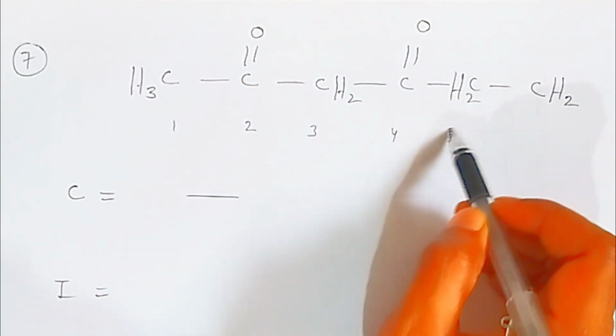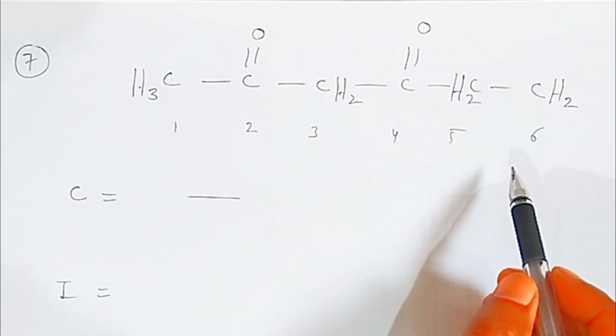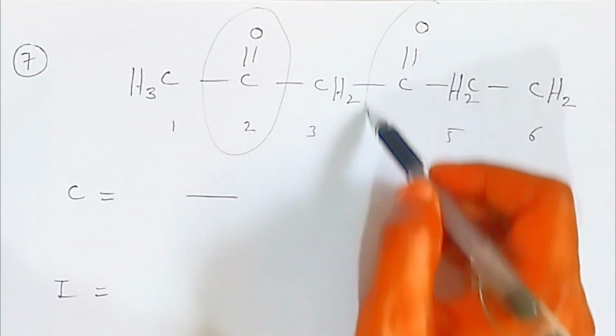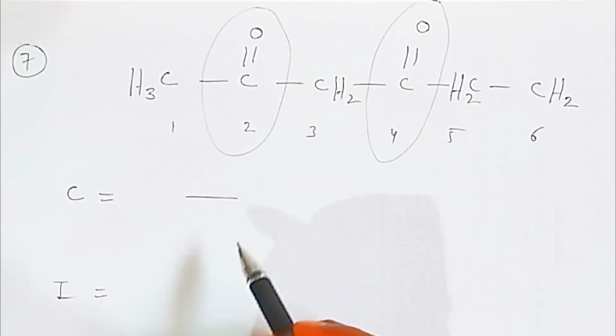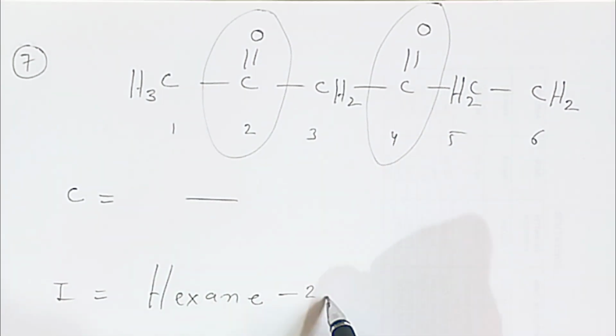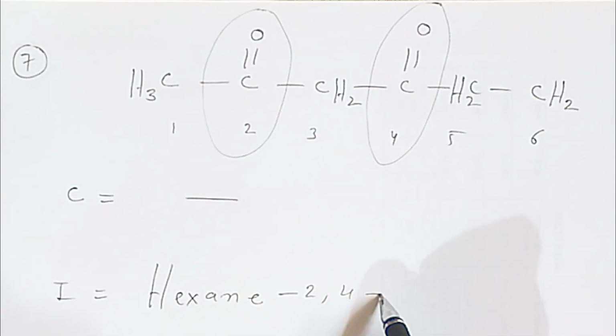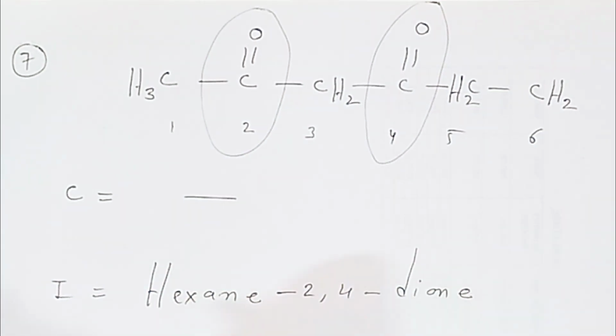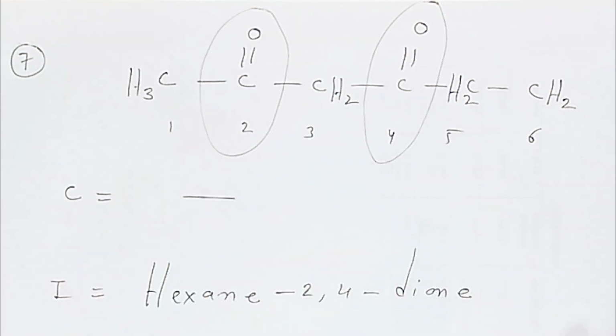Here in the IUPAC system, students, since it consists of a total of how many carbon? It consists of 6 carbon. This molecule consists of 6 carbon, so we call it hexane. At carbon number 2 you have 1 carbonyl, and at carbon number 4 you have the second carbonyl. So the name of this compound will be hexane-2,4, and since it is 2 carbonyl, we call it dione. So it is called hexane-2,4-dione. So this is the name of this molecule, students.